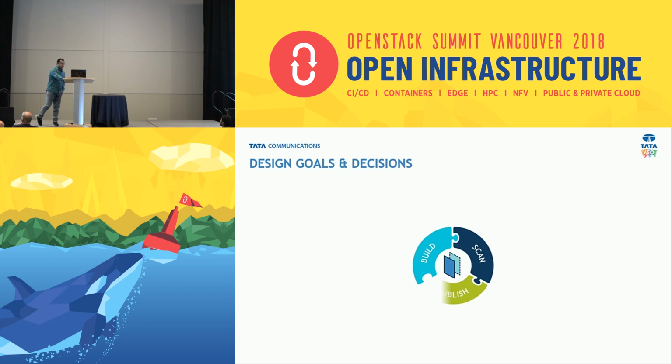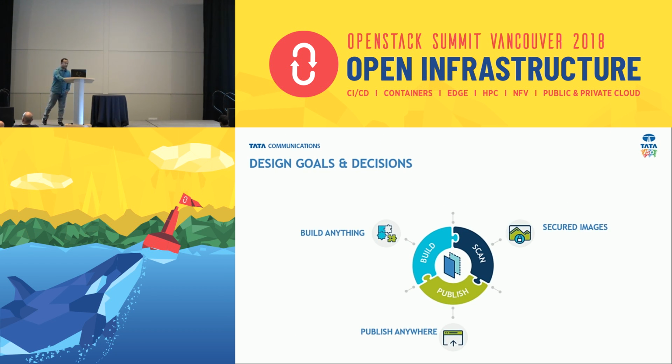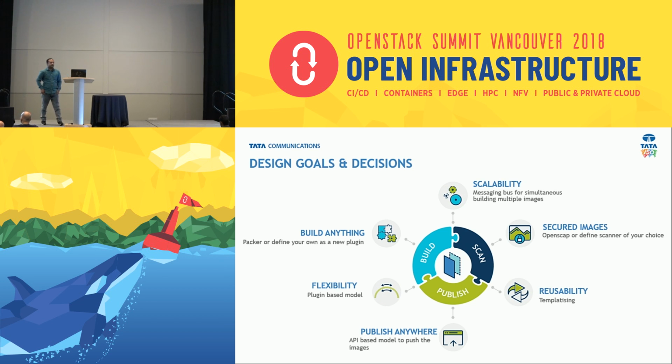So considering these factors, we set ourselves the design goals, and the decision that we have taken for this design is, first, build. We want to build anything across the ecosystem, the platforms, the virtualization things that we have talked about. While we were studying the tools, Packer stood out as the biggest contender for us because it has the capability to build across AWS, Azure, and a lot of other things that it supports, and it's also a plugin-based method. Then we wanted to have secured images, so we went for OpenSCAP as an image scanning tool because it could scan bare metals, virtual machines, and containers.